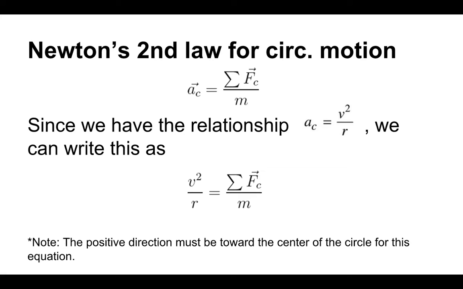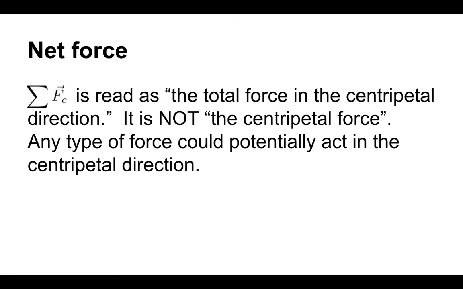Now, most of the time when we do Newton's second law, we get to choose what's positive and what's negative. We could say up is positive, down is negative, or vice versa. That's not the case with centripetal motion. That v squared over r term is acceleration toward the center of the circle, and it always comes out positive. So we have to say toward the center is positive. The net force in the centripetal direction. When you're reading it, just read it that way. The total of the forces in the centripetal direction, or net force in the centripetal direction.